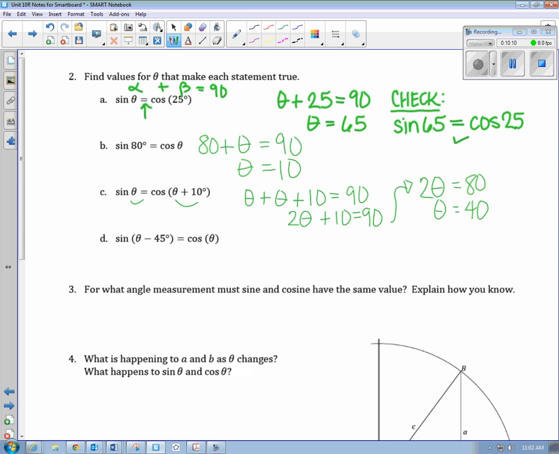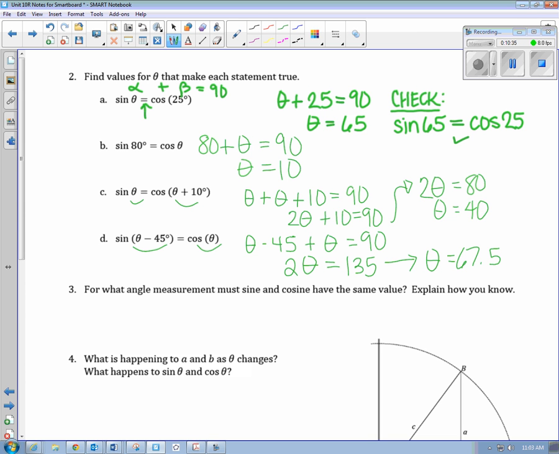In the next one, those two will be equal if theta minus 45 plus theta equals 90. So that is if 2 theta equals 135, which when I go through and solve shows divide by 2 that theta is equal to 67.5.